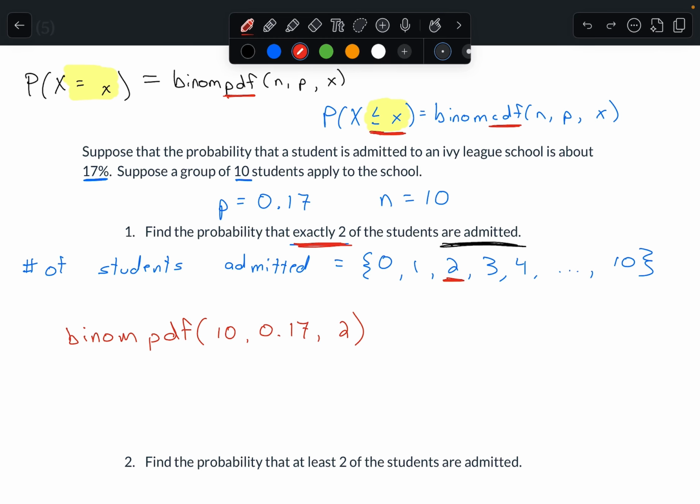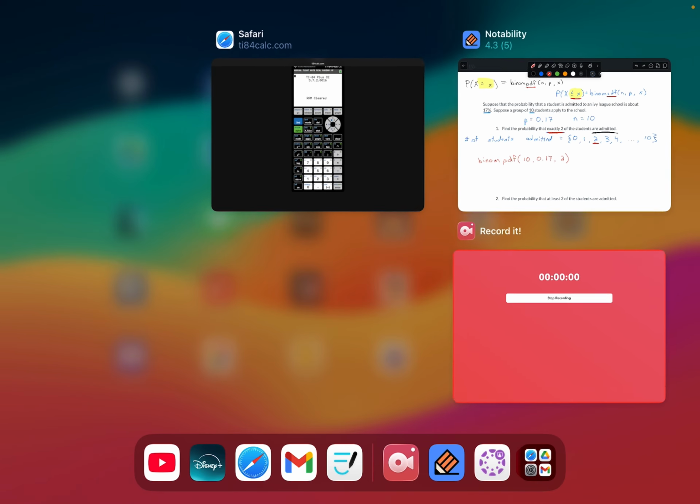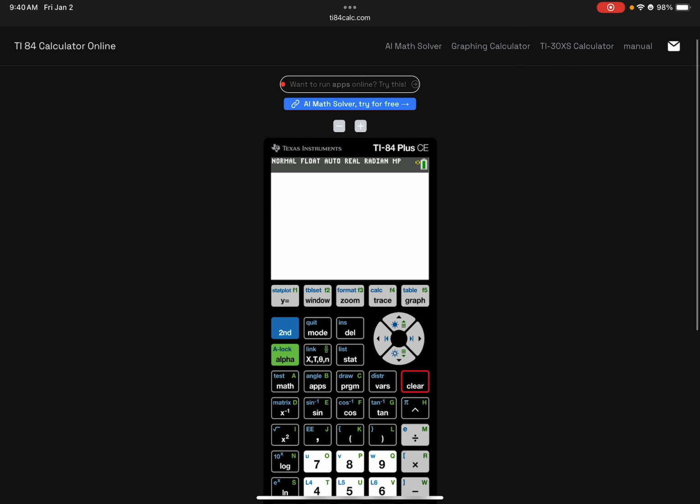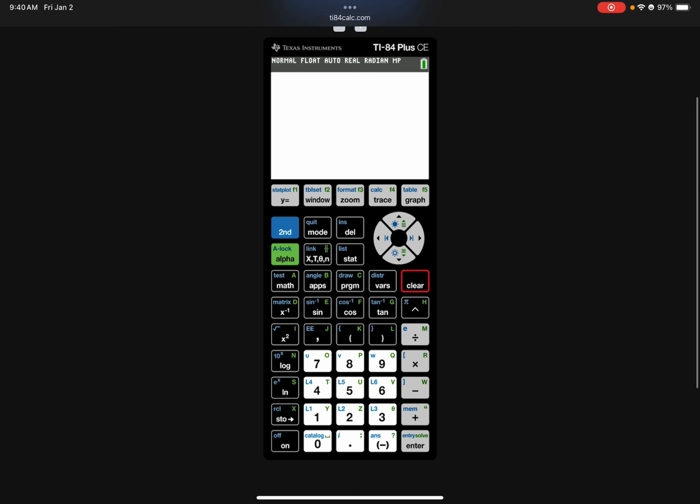So let me hop over to my graphing calculator. We can show how to find that. On my graphing calculator right here, I'm going to start by pressing second and then vars. This will take me to my distribution menu, and I'm going to have to scroll down quite a bit here until I see either binomial PDF or binomial CDF, depending on which I want, so options A or B.